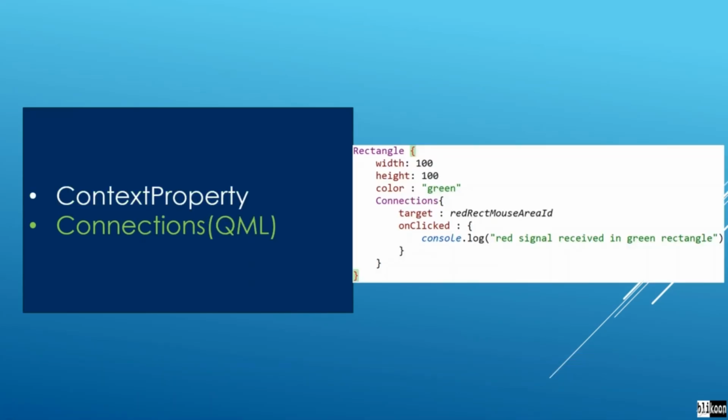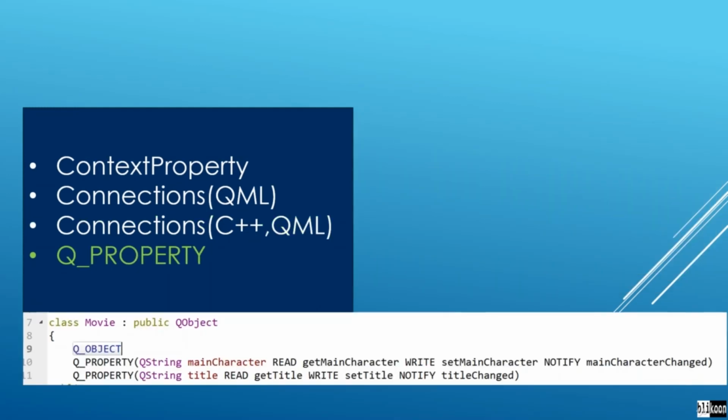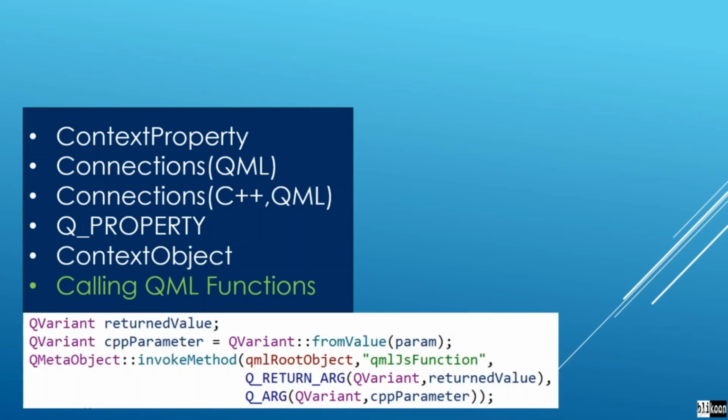We moved on to show you how you can use connections to connect one signal from one component to multiple components. We showed you how you can do the same, connecting a C++ signal to a QML slot using the connections component. And then we showed you how you can use the powerful QProperty mechanism to have your changes from C++ automatically propagated to QML and vice versa. We showed you how you can use setContextObject to expose your C++ data to QML in one go. And we closed the chapter by showing you how you can call JavaScript functions from C++. It really is easy. You just have to follow this syntax here.